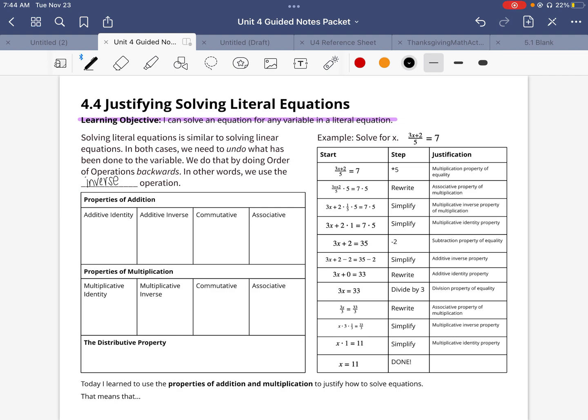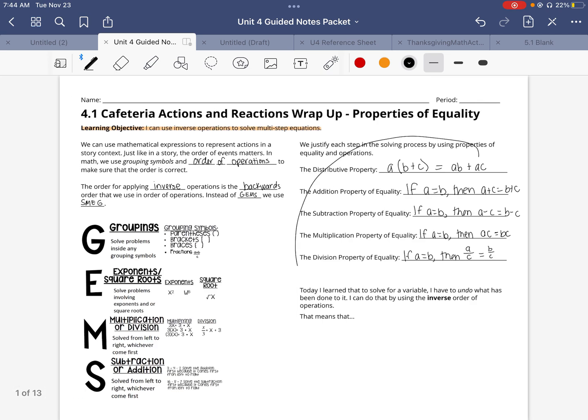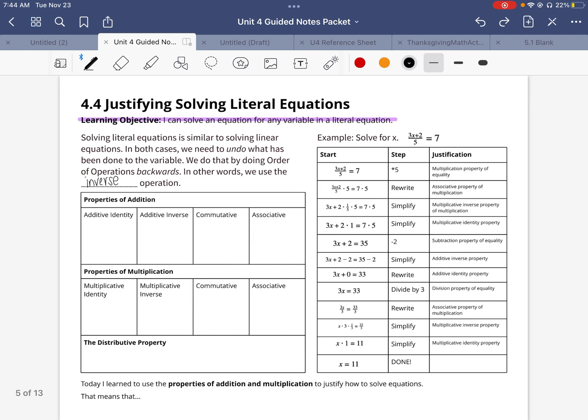So most of these are a repeat of stuff you learned in 4.1. You guys learned the distributive property, the addition property, the subtraction property, the multiplication property, and the division property of equality. So in 4.4, we're going to bring all of those back. And then we're also going to add that there are a couple other properties that also exist.